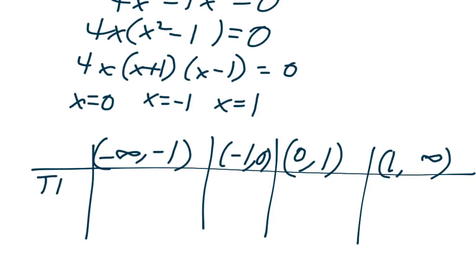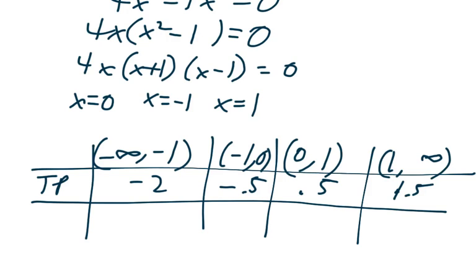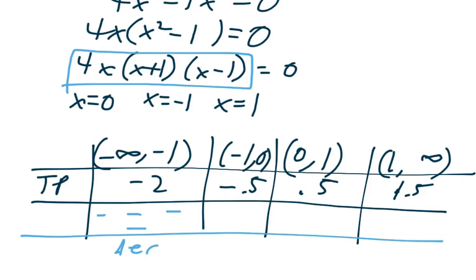And so I need a test point: -2, -0.5, +0.5, and 1.5. And so when I plug into, let's say, this portion where I have it all factored down, when I plug in -2, I got a negative, a negative, a negative, which is 3 negatives, so that means it's negative, which means we are decreasing. When I plug in -0.5, I got a negative. When I add 1, it's a positive. When I subtract 1, it's still negative, so 2 negatives means this is positive, which means I am increasing.